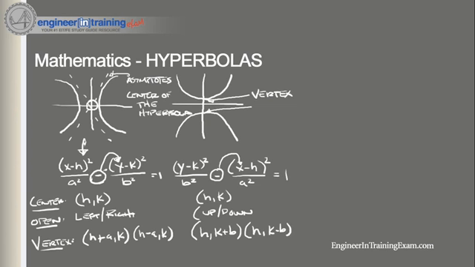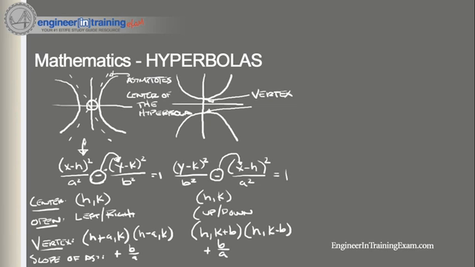So the slope of the asymptotes, if you need to figure that out, for the one that opens left and right is going to be plus or minus b over a, and the one that opens up and down is going to be plus or minus b over a as well. Now you can take this slope and where the vertices are of each of the hyperbolas, and you can determine the equations for the asymptotes.